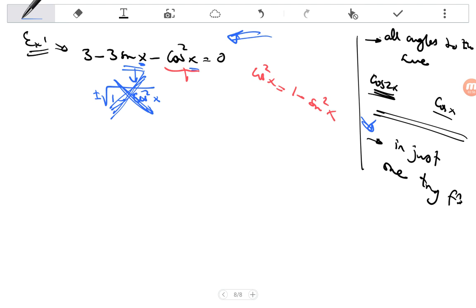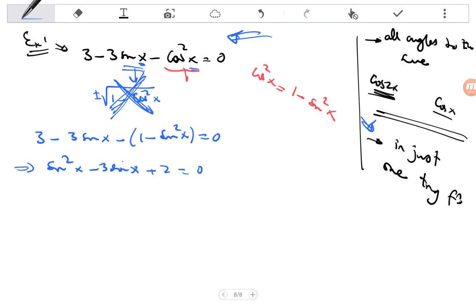So let's substitute that: 3 minus 3 sine x minus (1 minus sine squared x). We simplify that expression and we get sine squared x minus 3 sine x plus 2 equal to 0, and this is exactly the equation that we solved in the last example. So we know the solution of this one, which had a solution set equal to pi over 2 plus or minus the multiples of 2 pi. Okay?